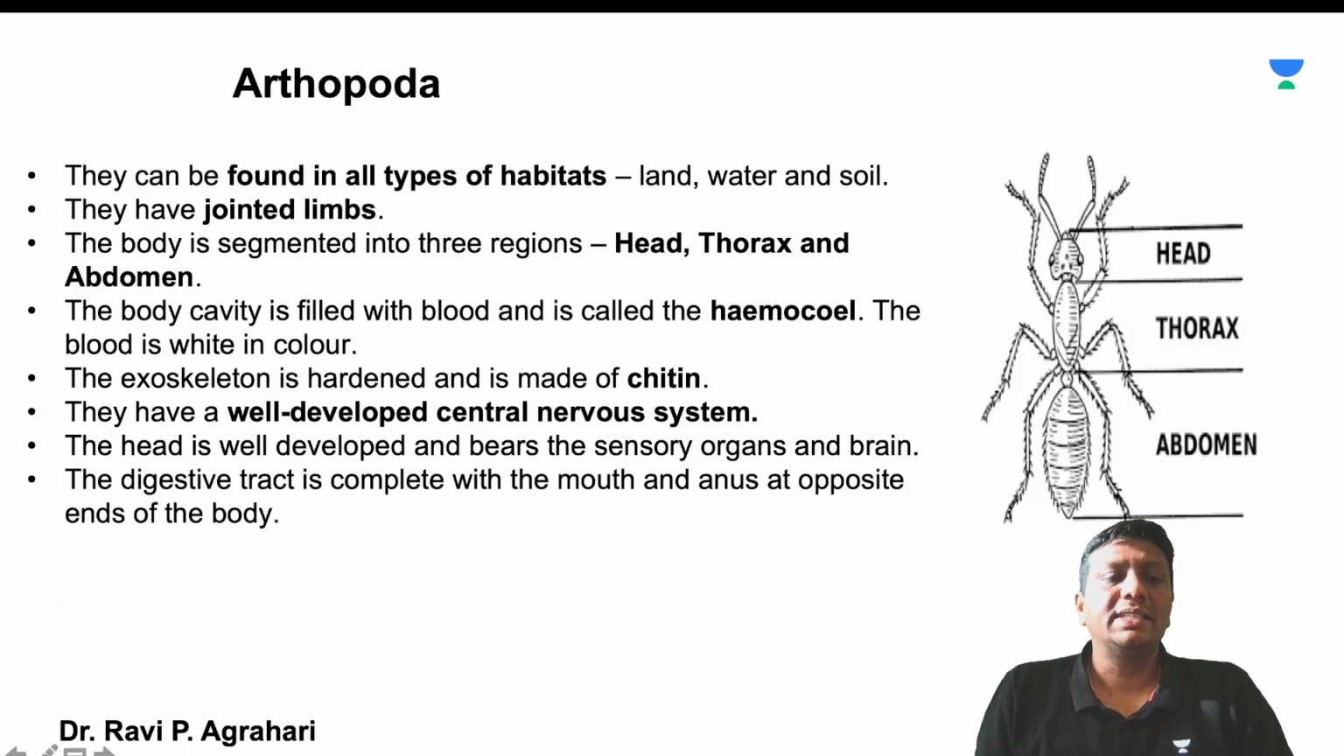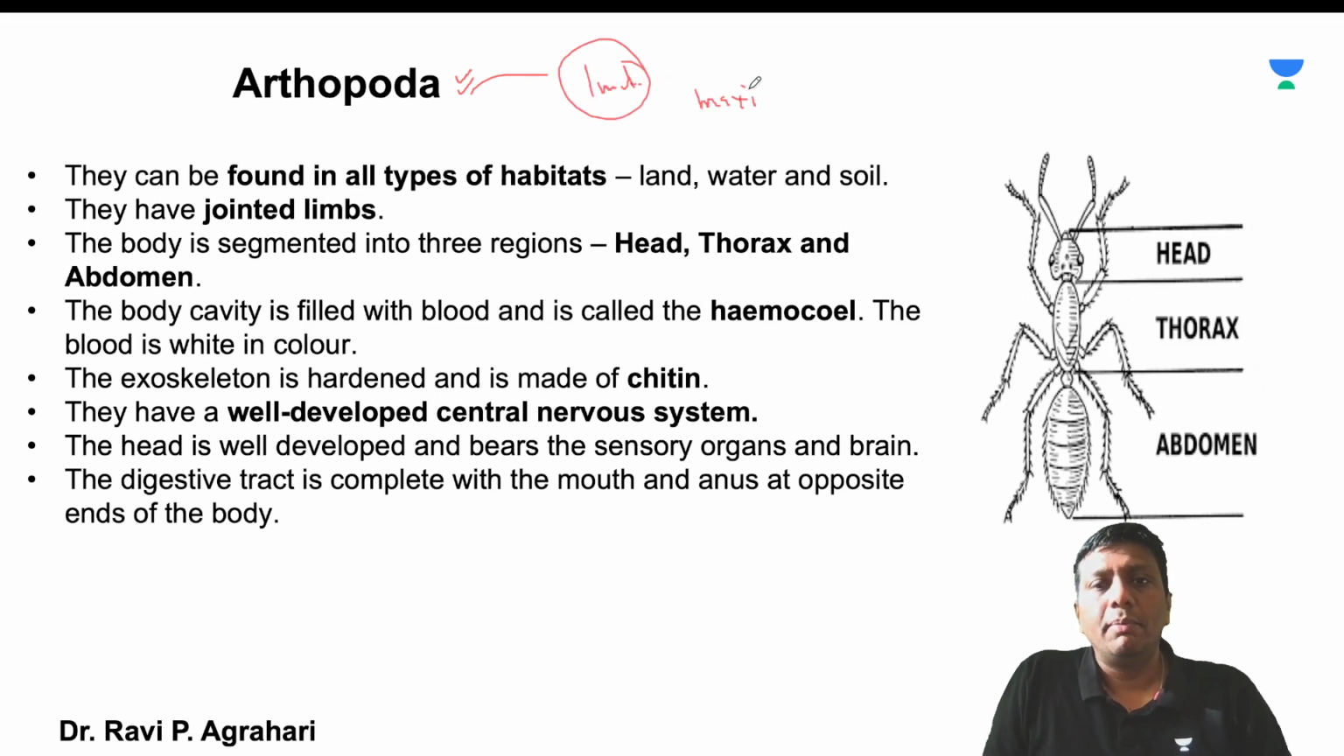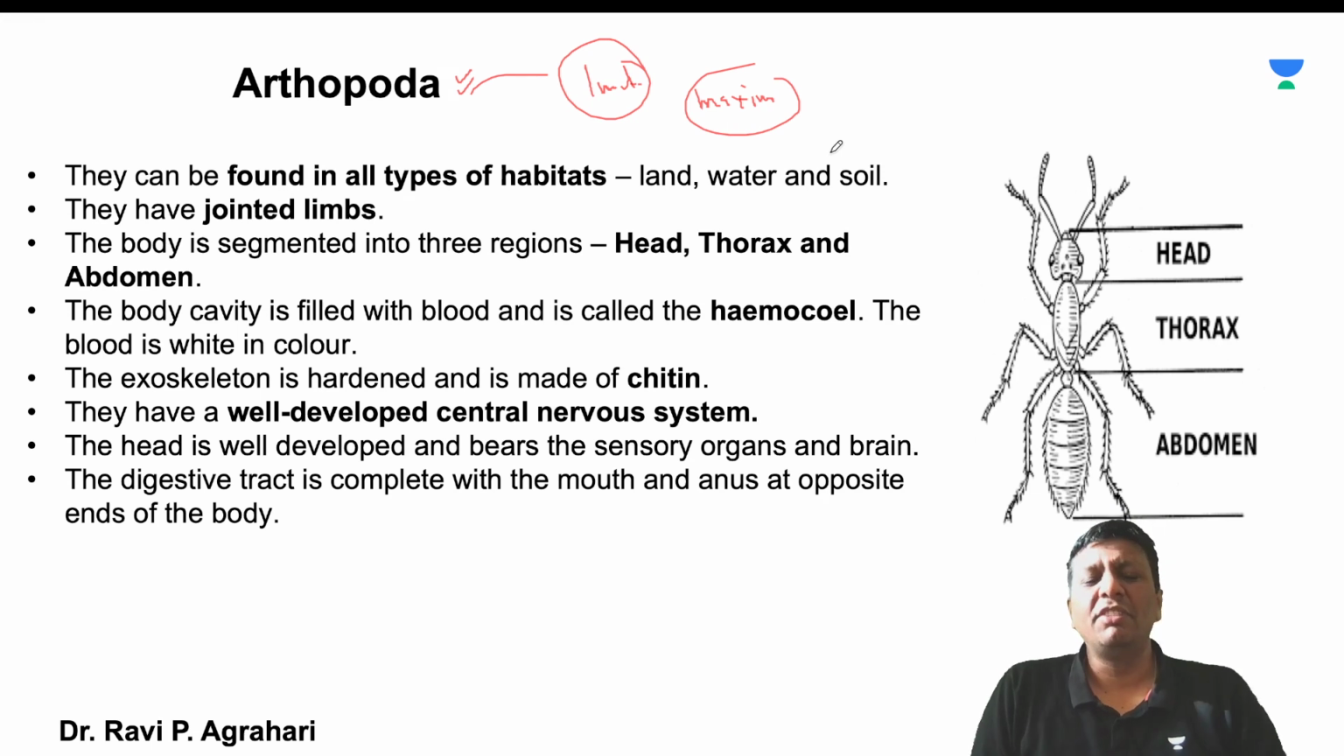Now I'll go to the next phylum, called Arthropoda. First of all, I'll tell you the examples are insects, and these are the maximum in the world. If anybody asks anywhere which group of animals is the most numerous living organism on the earth, your answer should be insects, and the phylum is Arthropoda.